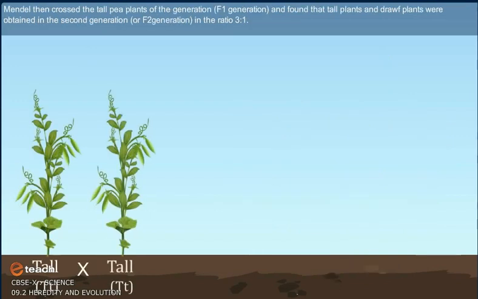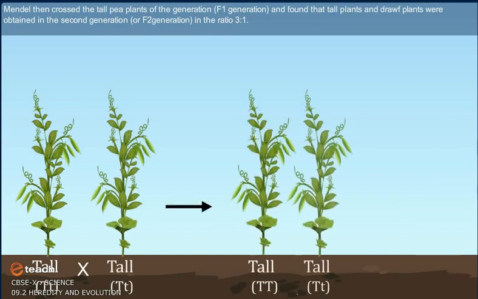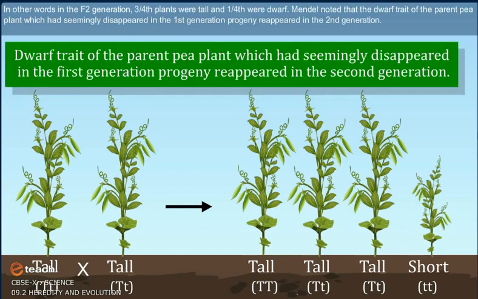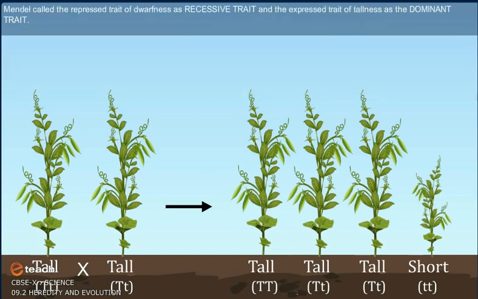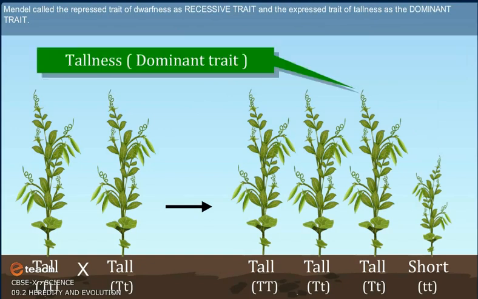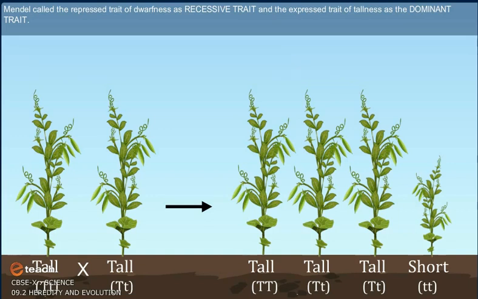Mendel then crossed the tall pea plants of the F1 generation and found that tall plants and dwarf plants were obtained in the second generation or F2 generation in the ratio 3:1. In other words, in the F2 generation, 3/4 plants were tall and 1/4 were dwarf. Mendel noted that the dwarf trait of the parent pea plant, which had seemingly disappeared in the first generation progeny, reappeared in the second generation. Mendel called the repressed trait of dwarfness as recessive trait and the expressed trait of tallness as the dominant trait.